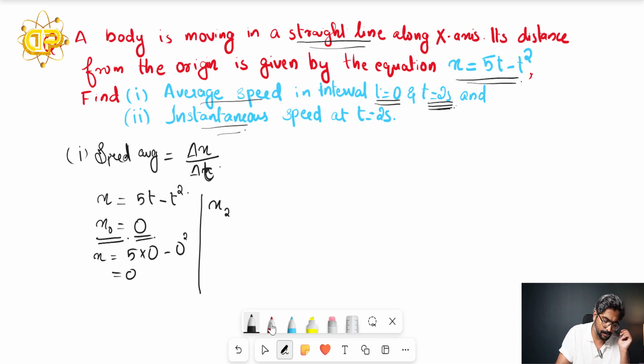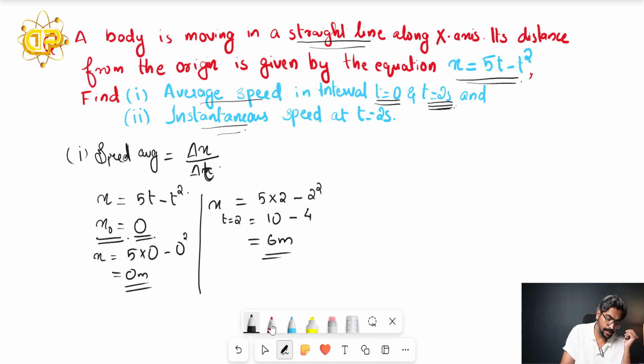And x2 represents what? At t is equal to 2. So without confusion I will write x at t is equal to 2. What is the distance at time 2? There you will get 5 into 2, substituting 2 for t, minus 2 squared. Then it will be equal to 10 minus 4, which gives 6. If x is in meters and t is in seconds, then it will be 6 meters. So x0 is equal to 0 meters and x2 is equal to 6 meters.